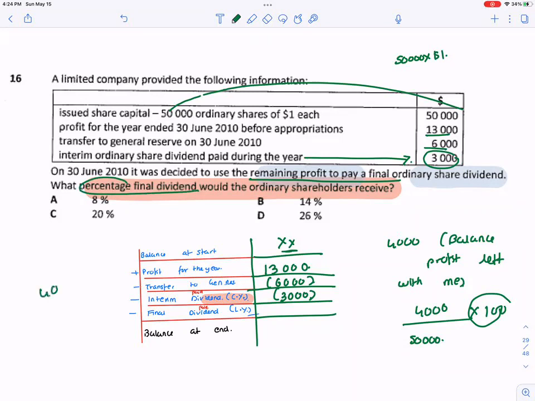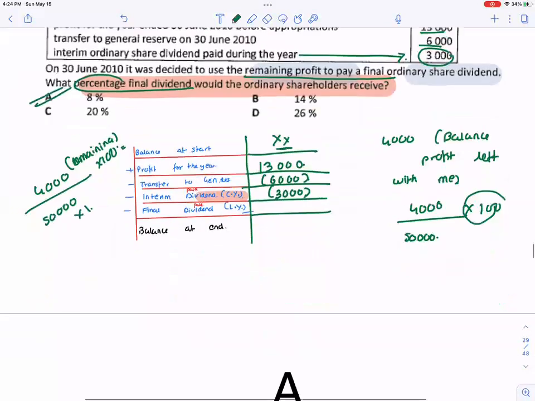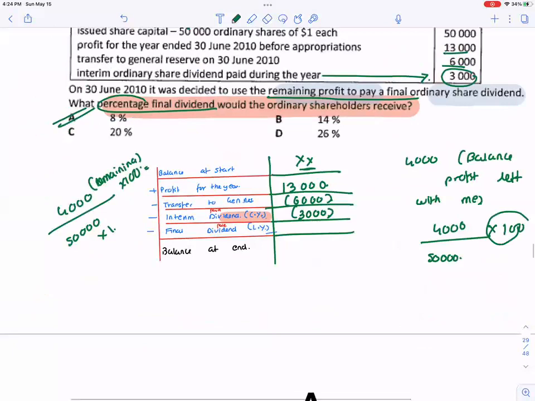So 4,000 is going to be used. This is the remaining profit. It is going to be used to give dividend to 50,000 shares. Always multiply with the face value into 100. So you will get percentage of final dividend. Are you with me? So it is 8%.